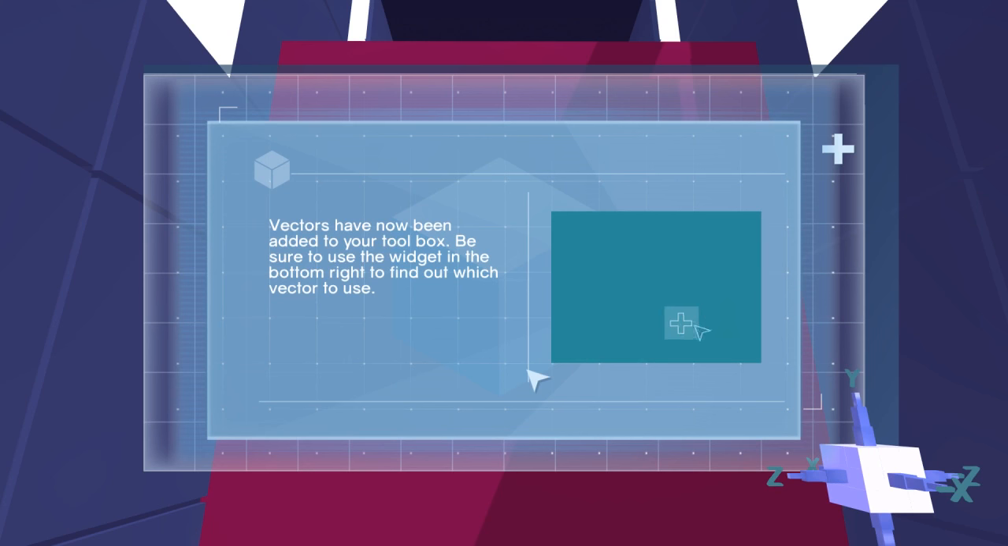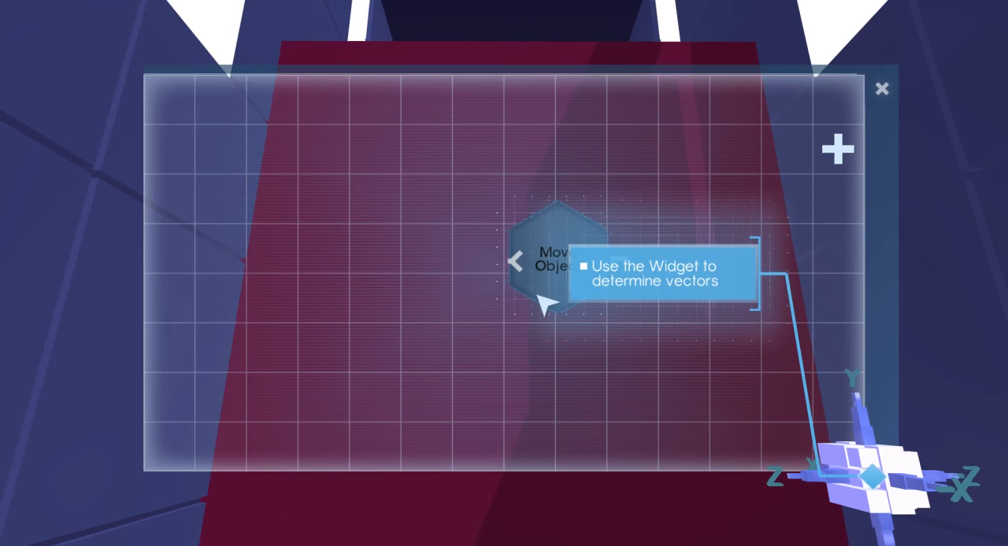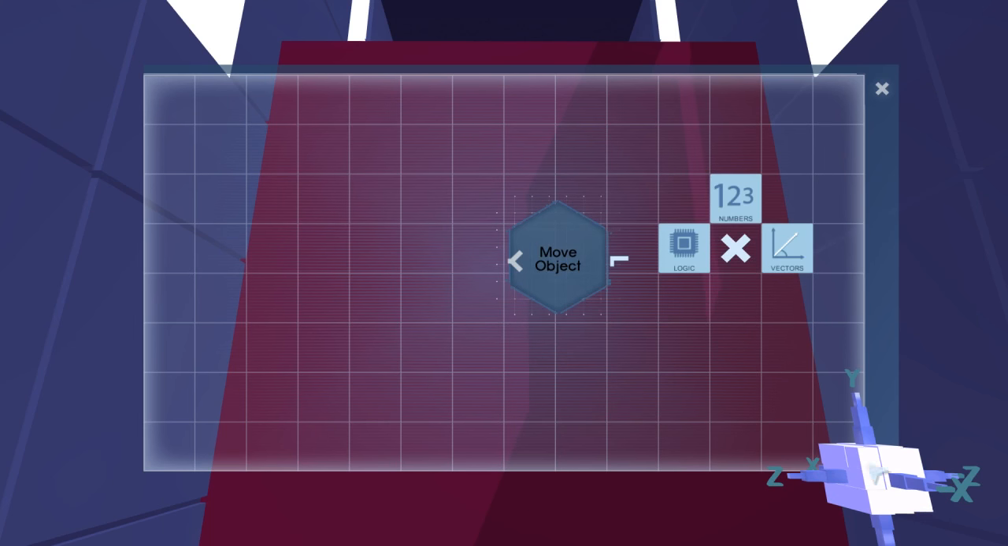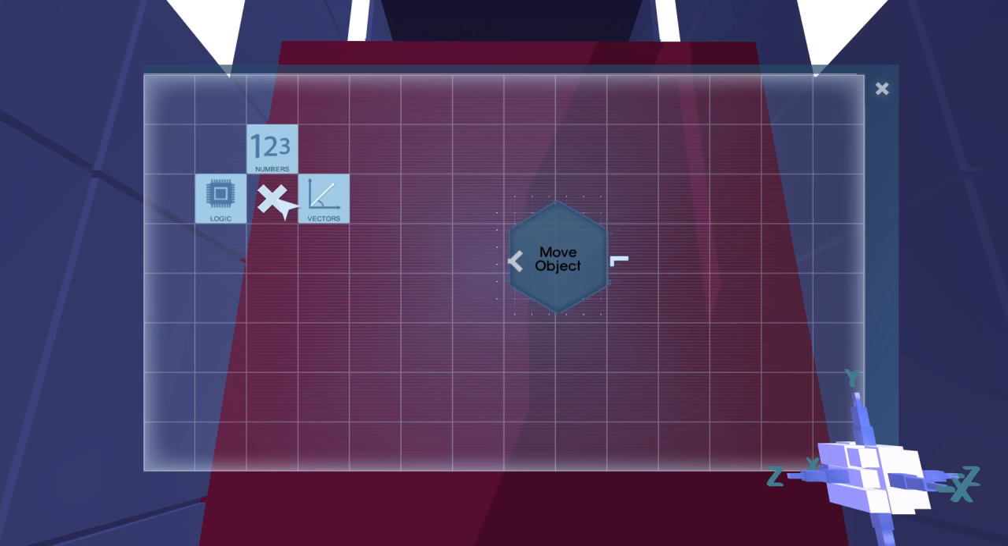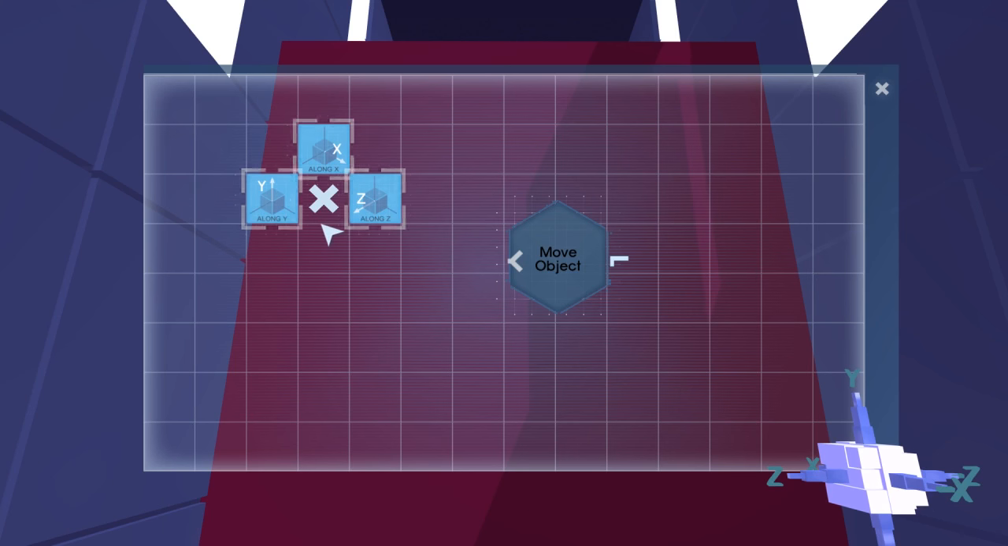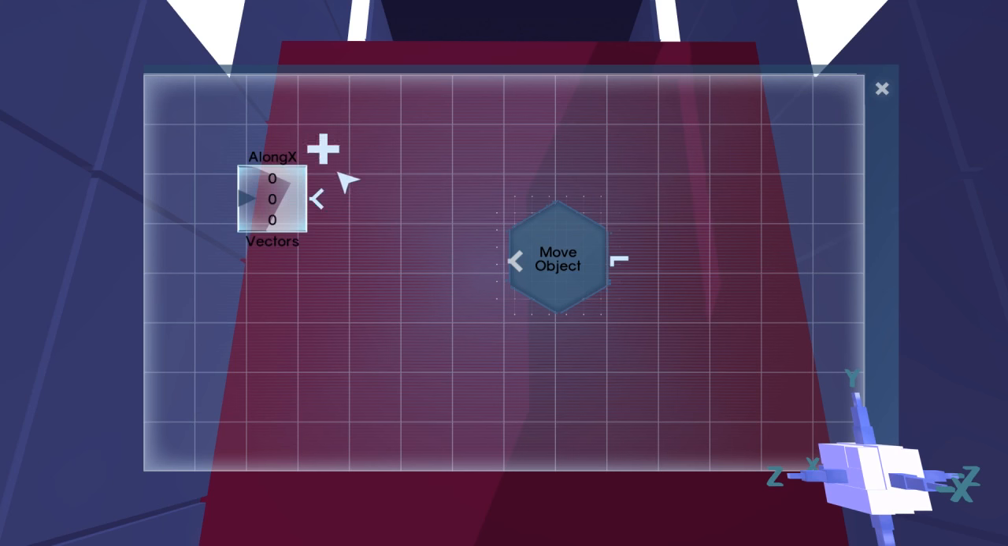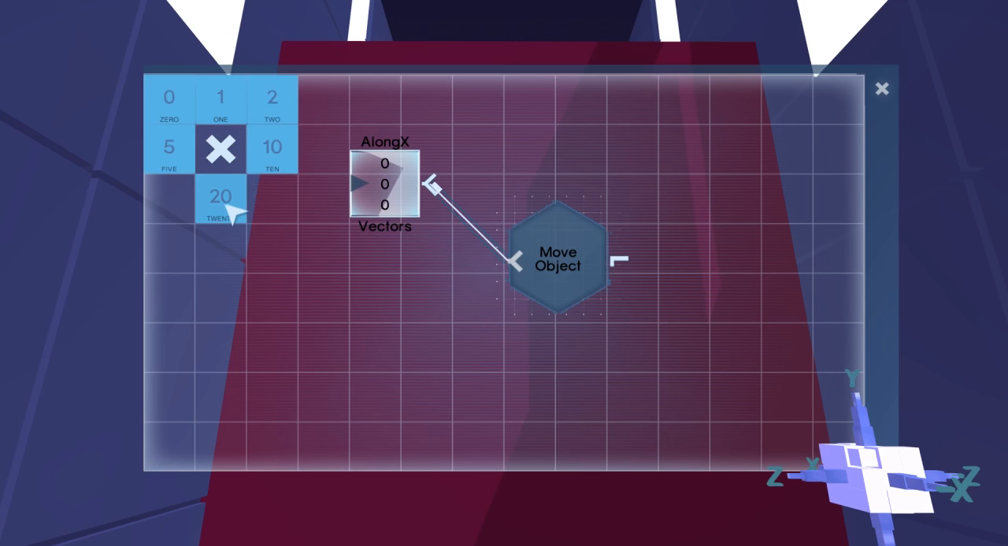Vectors have now been added to your toolbox. Be sure to use the widget in the bottom right to figure out which vector to use. So use the widget to determine vectors. What is this little guy? Oh! It's a compass, basically. It's telling me which direction would be X, for example. Okay, so move object. Honestly, Y sounds like a good idea. But I need a number for it now.